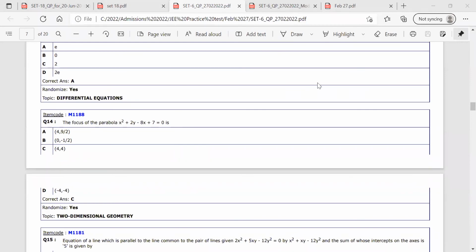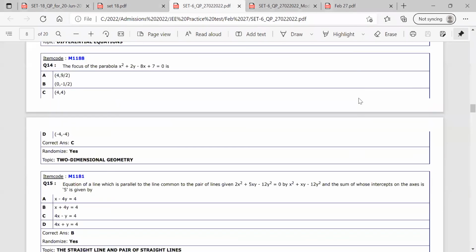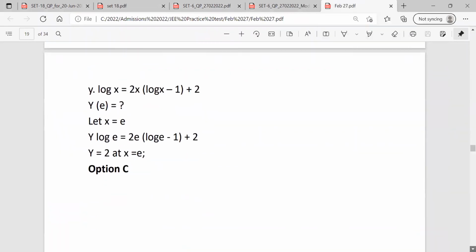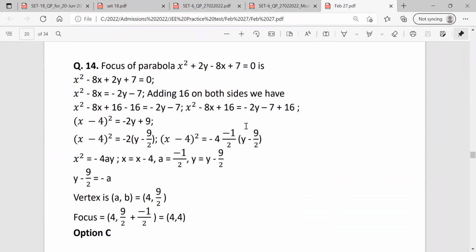Here we have to find out the focus of the parabola. So in this question, it is asking us to find out the focus of the parabola. So the focus of the parabola x square plus 2y minus 8x plus 7 is equal to 0 is. So we have a parabola and they are asking us to find the focus. So let's see how to find the focus of the given parabolic equation. So the equation is x square plus 2y minus 8x plus 7 equal to 0.